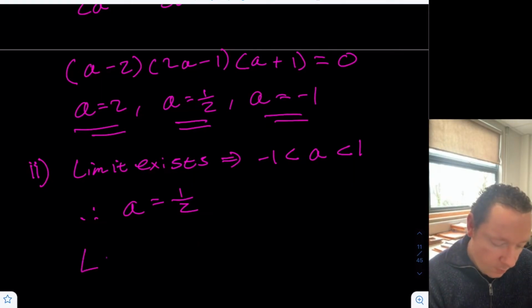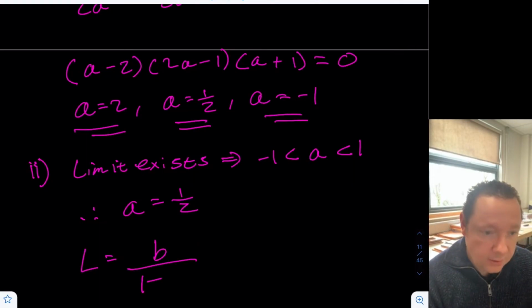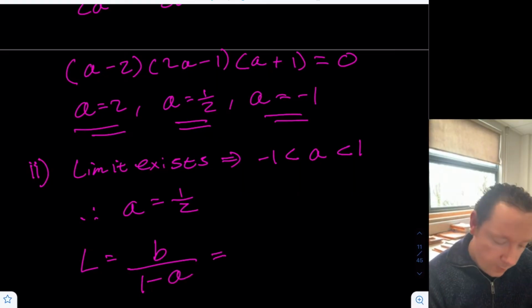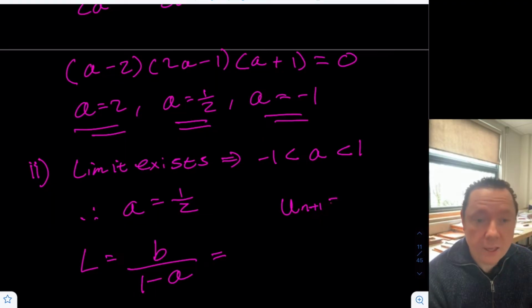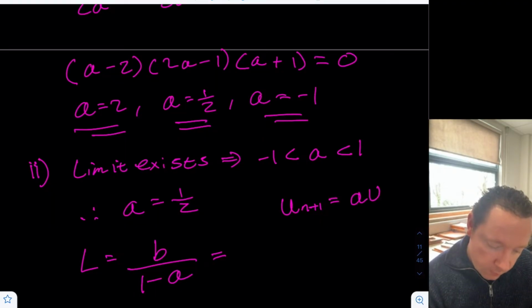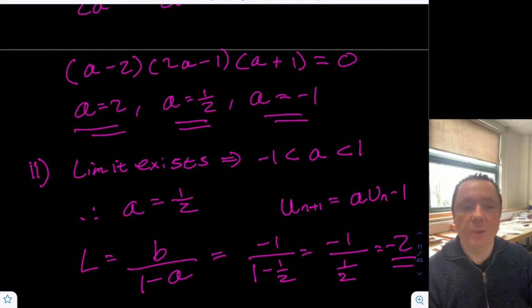The limit is given by b over 1 minus a. So remember, u n plus 1 was equal to a u n minus 1. We now know that, so b is our last number, so it's minus 1 over 1 minus a half. That's minus 1 over a half, which is minus 2. So the limit of the sequence is minus 2.